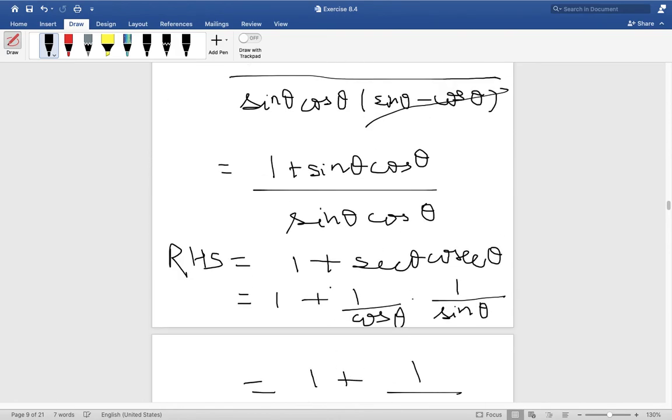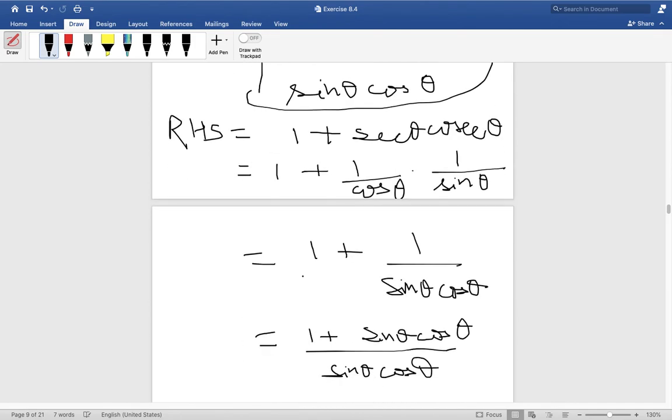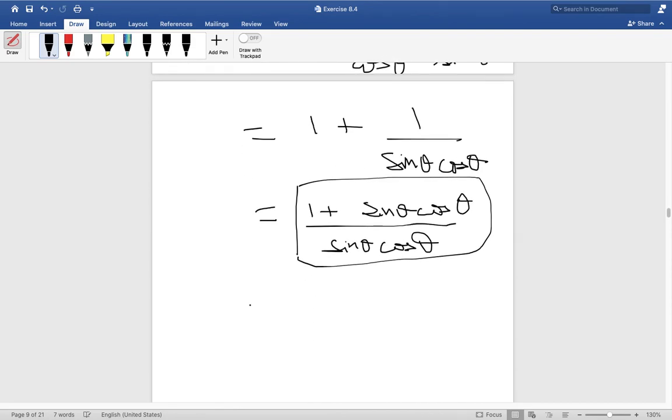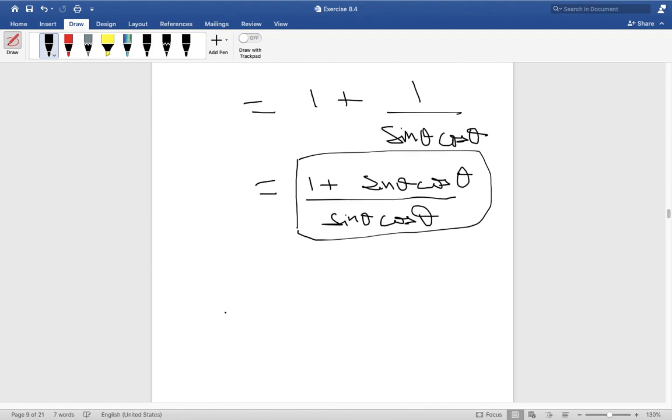So isn't my RHS looking the same as LHS? Yes, it's exactly the same, hence LHS equals RHS, hence proved. Now let us look at part 4.